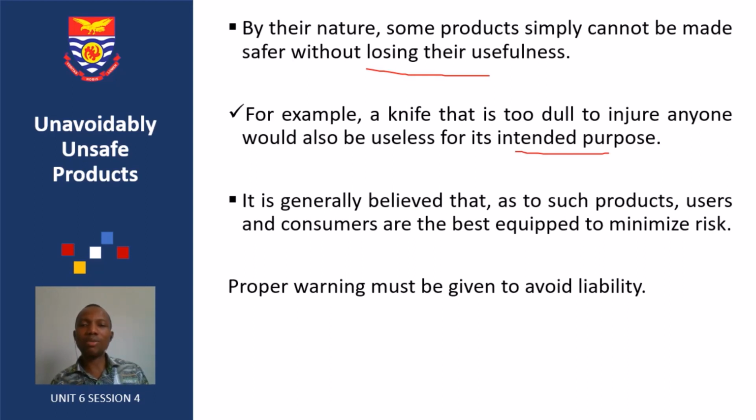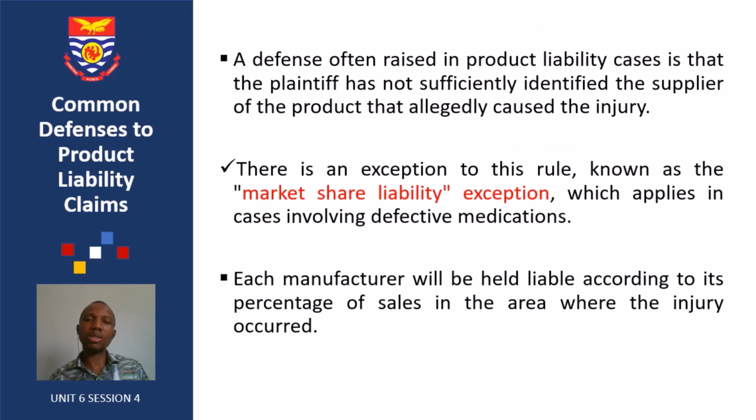It's a general belief that as to such products, users and consumers are the best equipped to minimize the risk. So if you buy those products, as a user or consumer, you have to be careful when you are using it, as it can harm you. This requires a proper warning to be given to avoid any liability. So if you sell dangerous products or poisonous substances, you have to give warning to avoid liabilities.